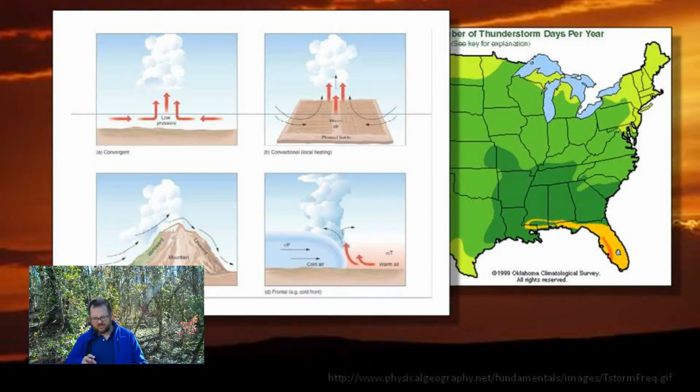Now, in case your section of the intro lecture didn't talk about sea breezes, a sea breeze is a breeze at the surface that blows from the ocean towards the land during the day. And breezes that go from the ocean towards the land during the day are a big part of the explanation as to why there's so many thunderstorms at the surface in Florida.